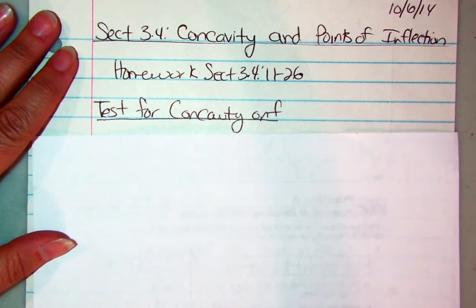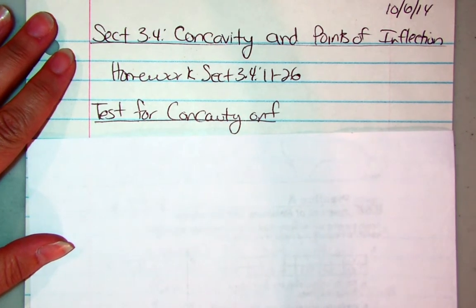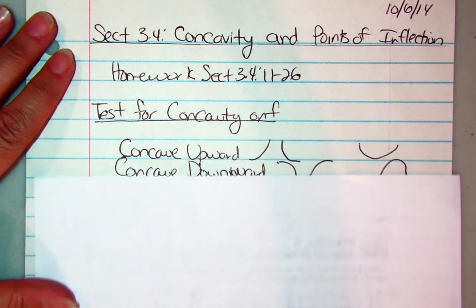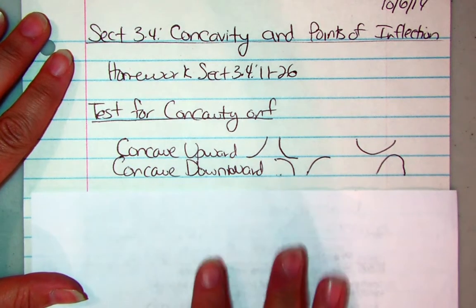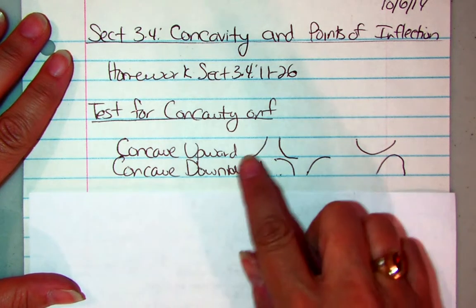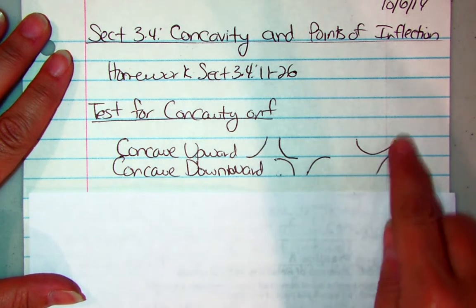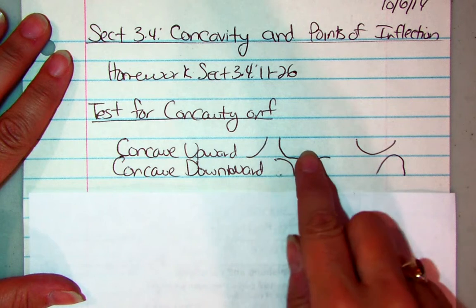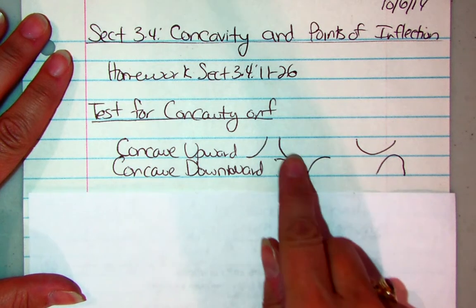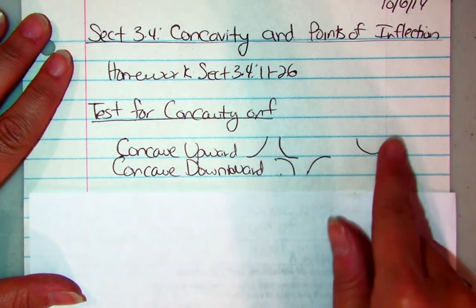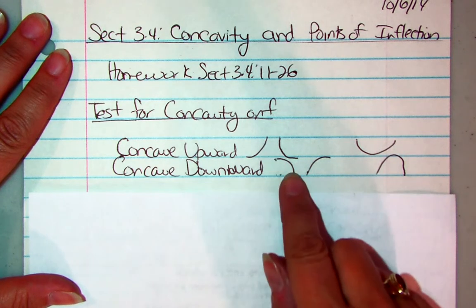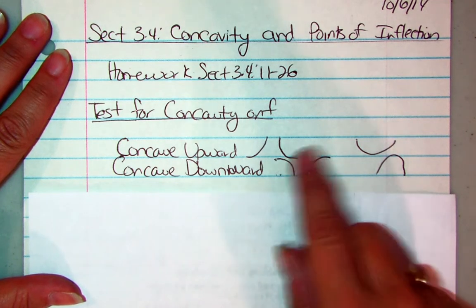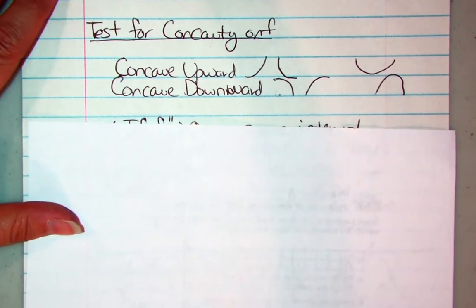So let's look at our test for concavity on our function f. In fact, let's look at what concavity is first. Again, this is on my f function. So concave upward can be like this, or here's the whole thing. So it can be in pieces. It can have a positive slope or a negative slope, or this is all concave up. Here's concave down. Again, this can have positive slope, this can have negative slope, but they're both concave downward. So let's look at the test for concavity.